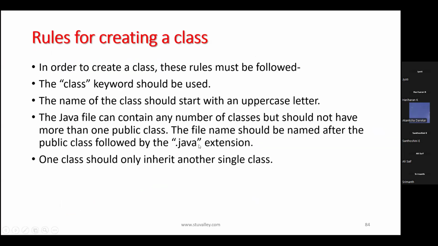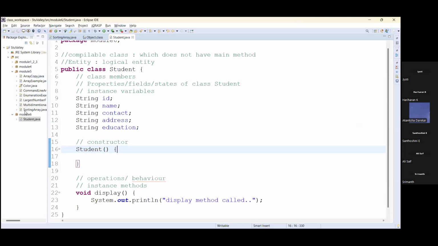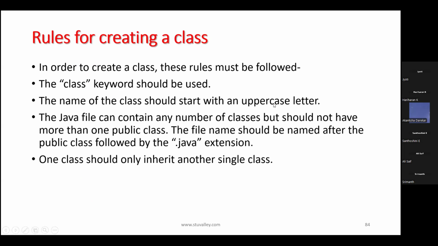Rules for creating a class. Now we have to use the class keyword compulsorily. Whenever you are defining any class, you have to use the class keyword. Then the name of the class should start with an uppercase letter. You have seen here, we have created classes starting with an uppercase letter itself. We never start class names with any numbers. We can use underscore. We have seen the Java identifier rules, right? Those apply for class names also. So always we start with an uppercase letter or underscore.